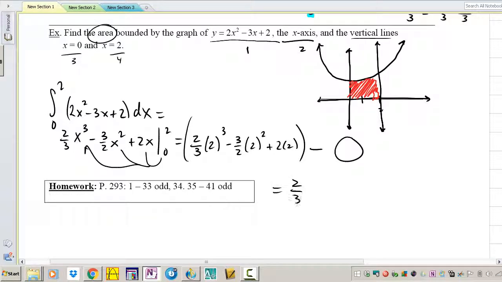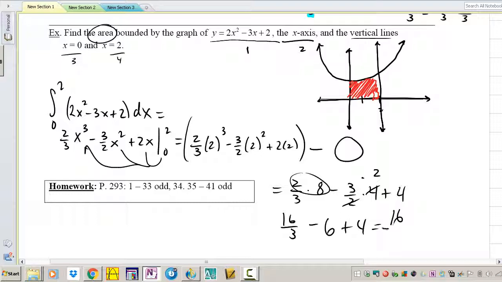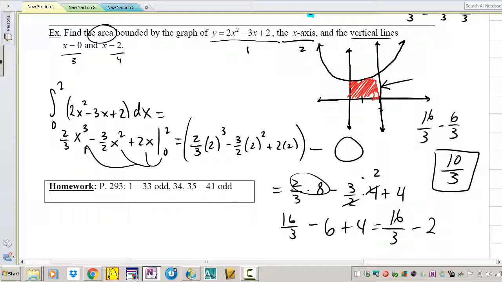So it's 2/3 times 8 minus 3/2 times 4 plus 4. This becomes 16/3. 2 into 4 is 2, 3 times 2 is 6, plus 4. This becomes 16/3. Take away a 2, which becomes 16/3 take away a 6/3. Your final answer is 10/3. That is the area of this red shaded region.